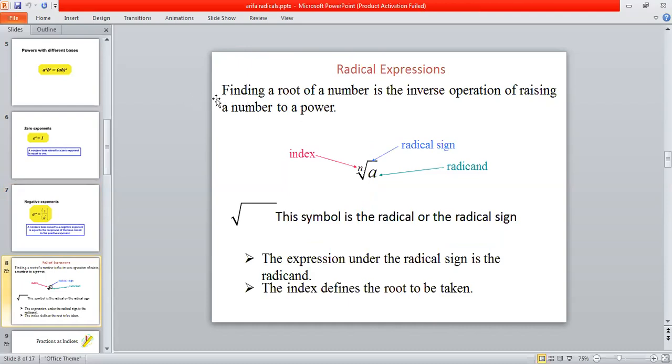Now the second topic is radical expression. What is a radical expression? A radical expression is the inverse operation of raising a number to a power. Now you can see this is a radical expression. Here a is under the radical sign. The number which is inside the radical sign is called the radicand. n is called the index of the radical, and this radical symbol is called the radical sign.